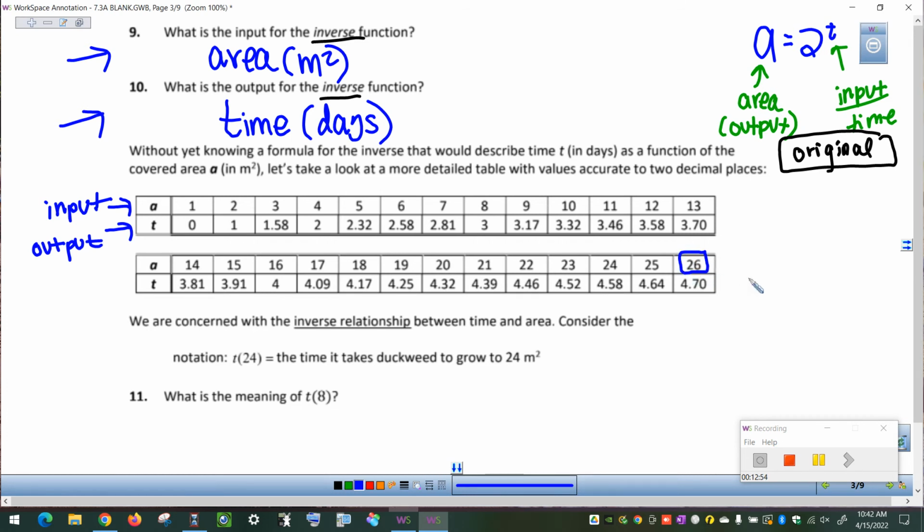So to help us think about this inverse relationship between time and area, we're going to take a look at some notation. So we're going to use this notation here, t of 24, and as a sentence, what that represents is the time it takes the duckweed to grow to 24 square meters. Using that same type of language, I want you to write on your paper, what is the meaning of t of 8?